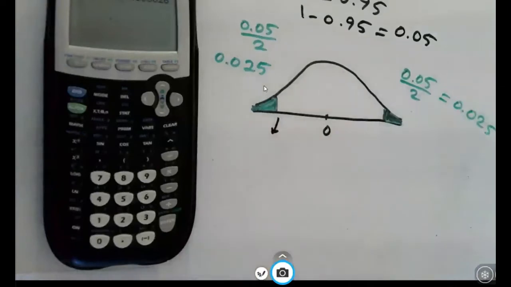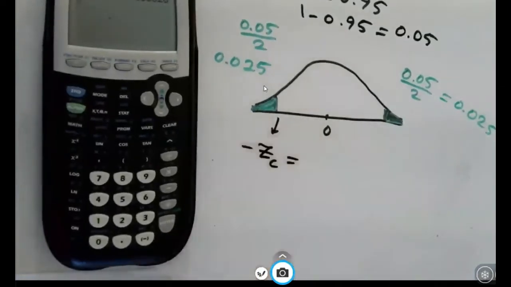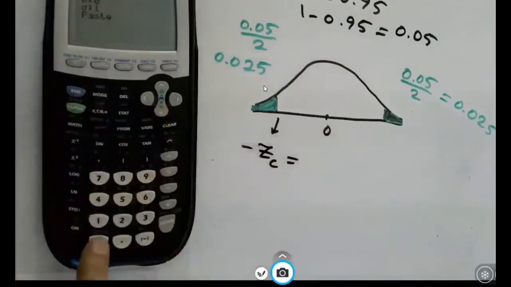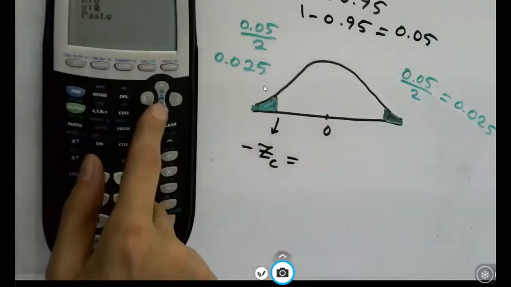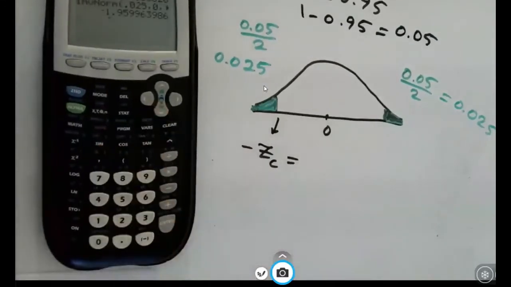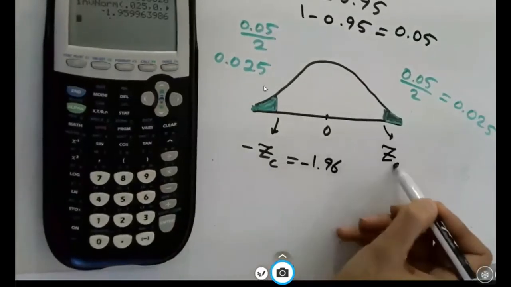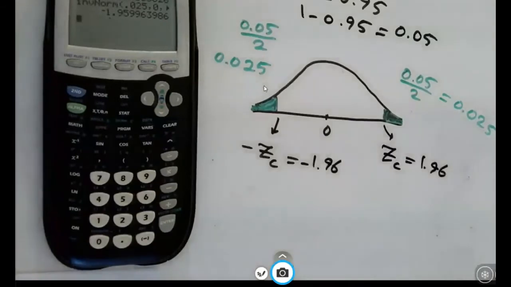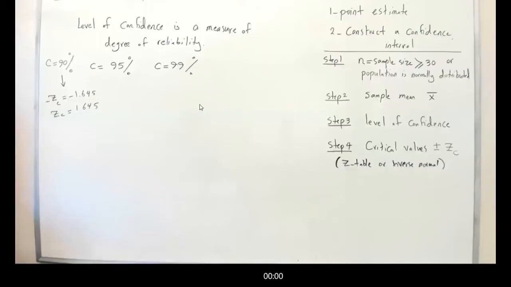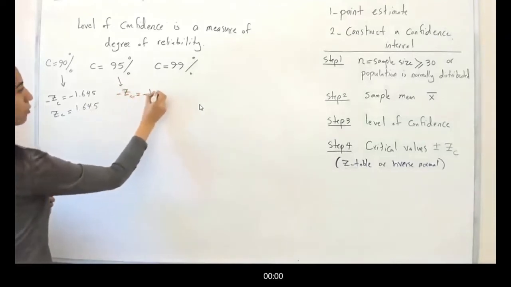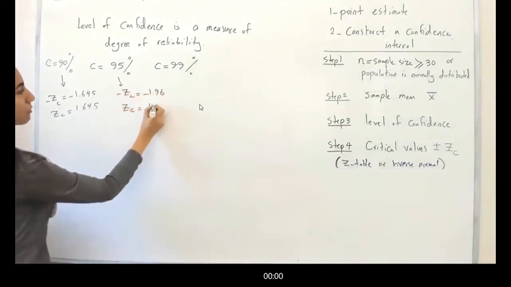To find this z value, the critical value on the left-hand side, negative z sub c, using inverse norm, 0.025. Standard deviation is 1, mean is 0, and enter, enter. You get negative 1.96. And because of symmetry, your positive critical value is 1.96. Negative z sub c is negative 1.96, and positive z sub c is positive 1.96.